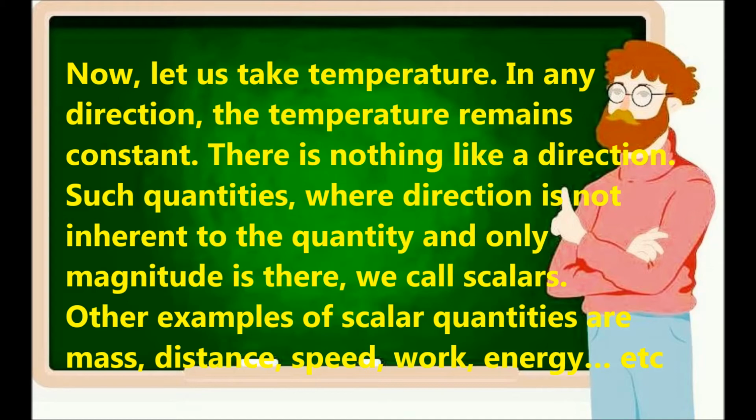Other examples of scalar quantities are mass, your actual quantity of matter, which has no direction, distance, speed, work, energy, etc. How these work we'll see later. So there are two clear-cut kinds of quantities in the physical world. Those which have no direction inherently are called scalars. Those which have direction inherently are vectors.